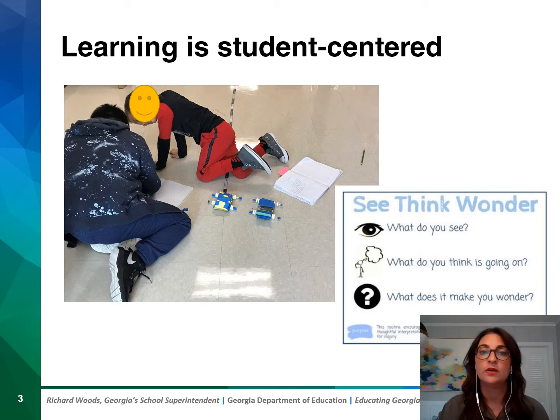So for instance, you may set up a learning experience to introduce the idea of constructive and destructive forces by sharing images and using a protocol called See, Think, Wonder. In this protocol, you would ask students to view the images and look at what they see in the pictures, what they think is happening, and what they wonder or question from looking at the pictures.